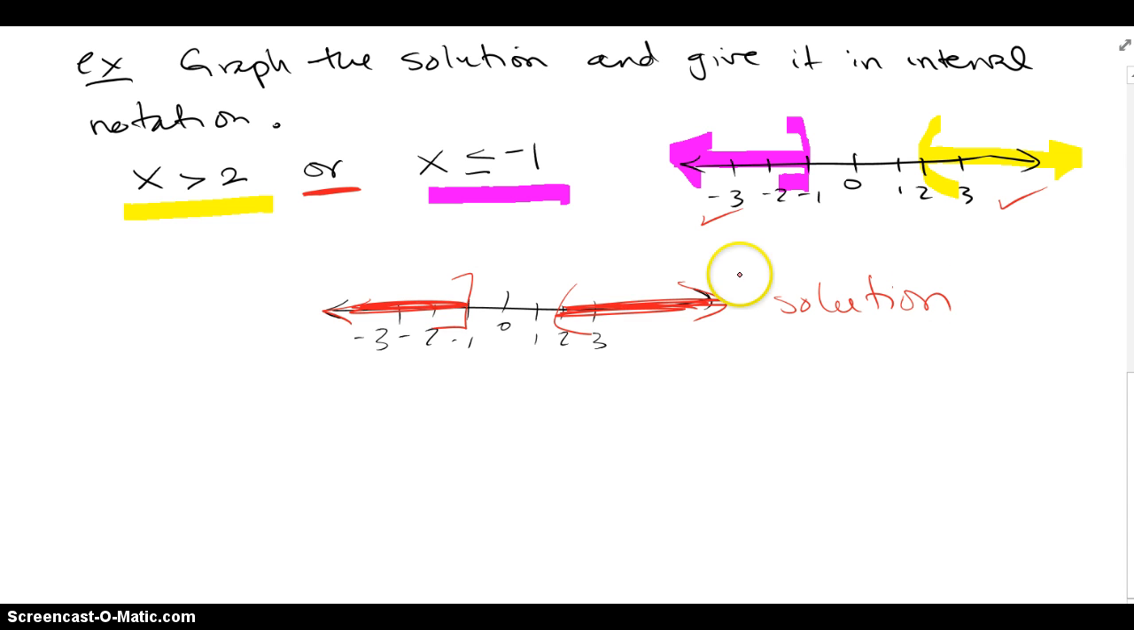So my solution finally here in red is everything to the left of -1 qualifies, and also everything to the right of 2 qualifies because the solution could be either here or here. I have a choice either here or here.